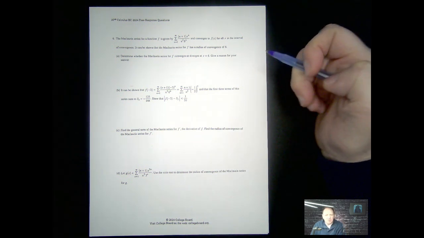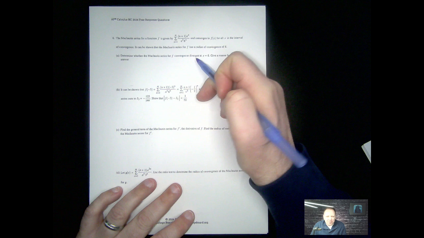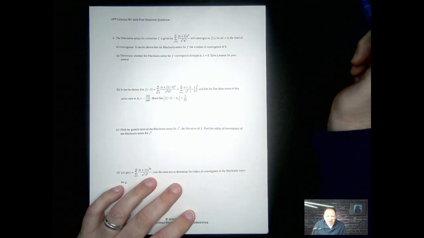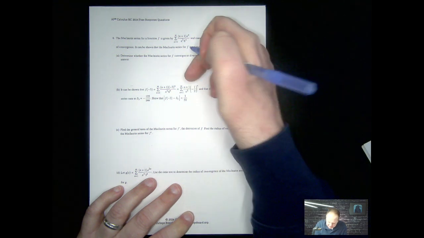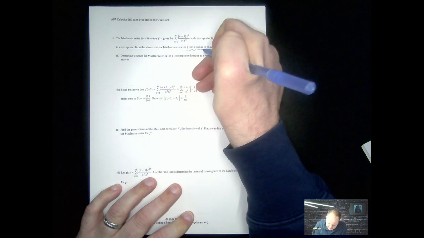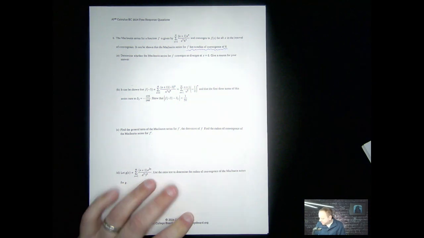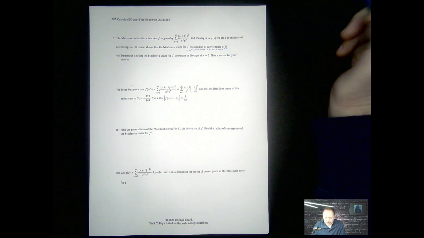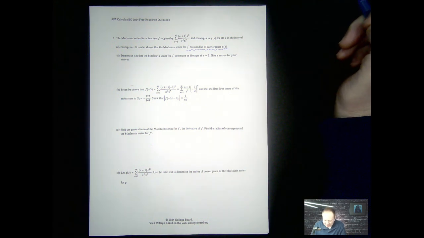So they gave me a Maclaurin series, and here it is. It converges to f of x for all x in the interval of convergence. It can be shown that the Maclaurin series for f has a radius of convergence of 6. Determine whether the Maclaurin series for f converges or diverges at x equals 6. Give a reason for your answer.